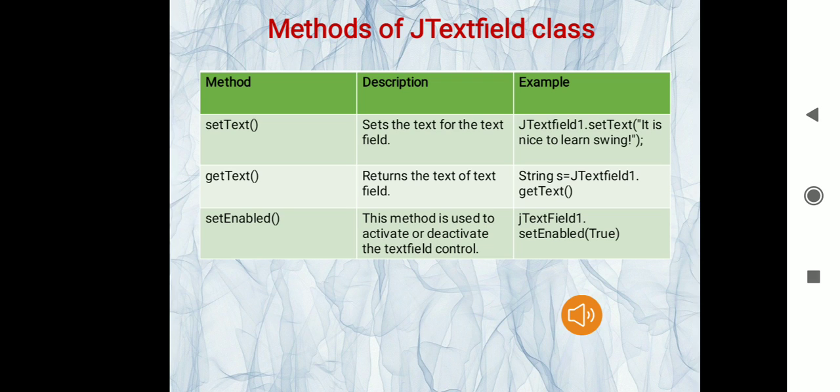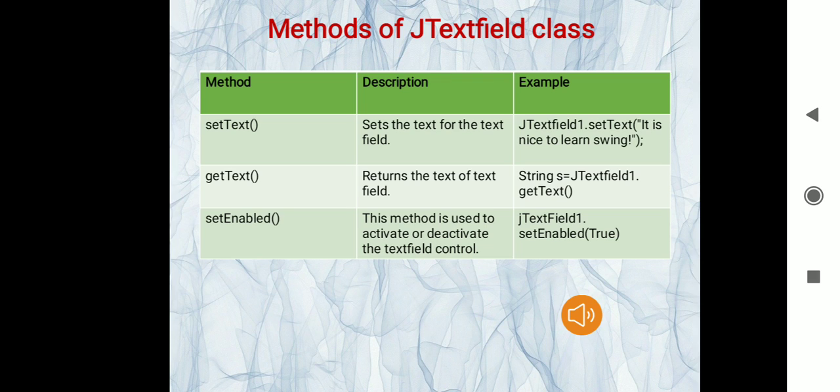Let's start with the setText method. If you wish to make some entry into the text field, then use this setText method. Let's take an example. Say if you want to add the text, it is nice to learn swing into the text field. Then the Java code to do that will be JTextfield.setText, then within bracket type the text it is nice to learn swing. This puts the text it is nice to learn swing into the text field.